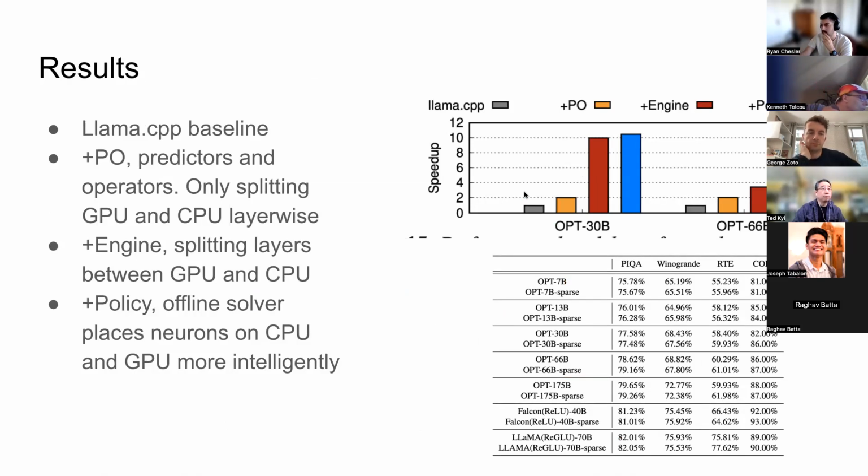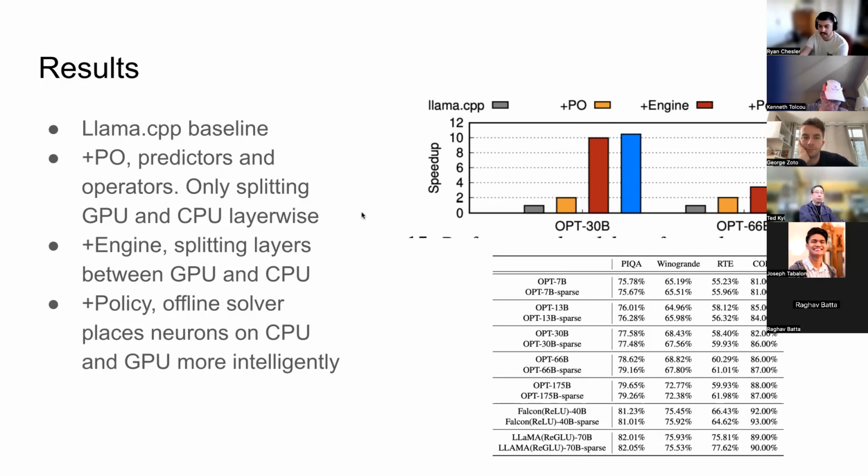So the first one, they have the baseline llama.cpp. This is just a library on GitHub that a lot of people use in order to do inference of these large language models. And then they stacked on this plus PO. This is the predictors and the operators.